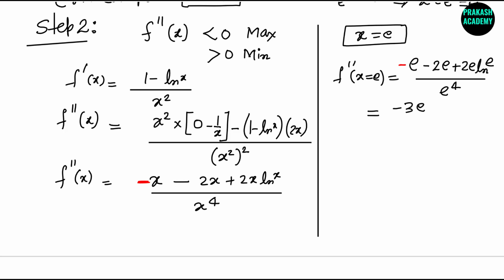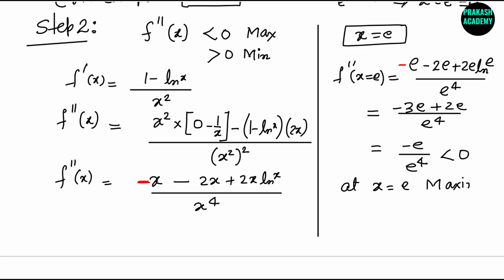And this will be what? So 2e times ln e, and ln e is 1. So this is plus 2e divided by e to the power 4. So this is minus e divided by e to the power 4. So this is a negative quantity because you have a negative sign here. So this means at x equals to e, what we will have? We will have a maxima. So at x equals to e, we will have a maxima. So maximum will occur at x equals to e.